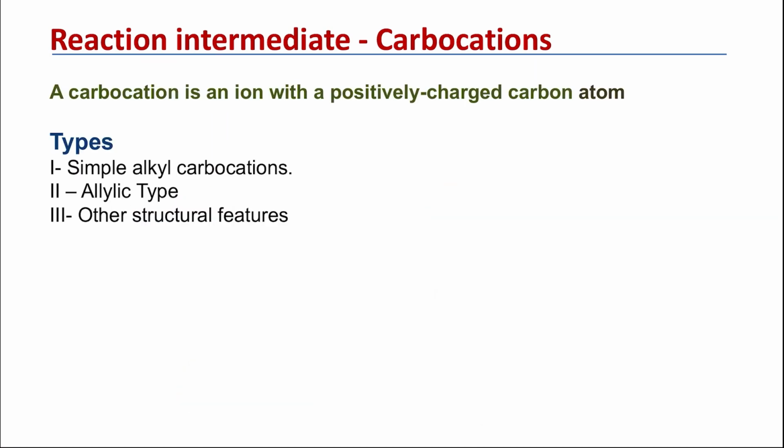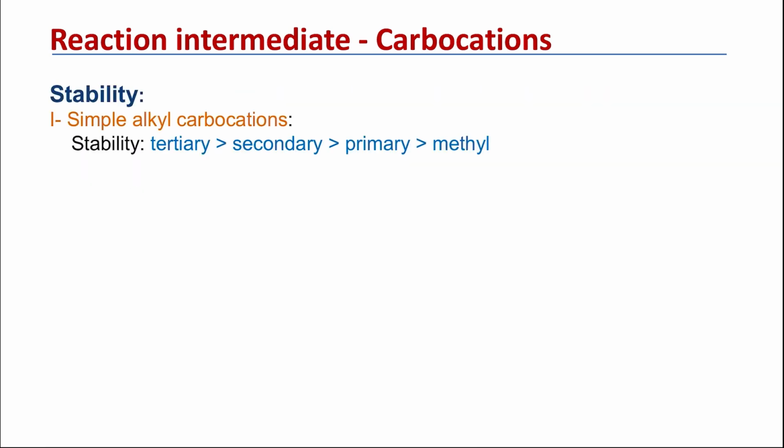Before we start talking about the stability of a carbocation, we need to familiarize ourselves with the different types of carbocations. There are three different types. The first one is the simple alkyl carbocations, the second are the allylic type carbocations, and the third would be carbocations that have other structural features. So let's talk about stability, starting with the simple alkyl carbocation.